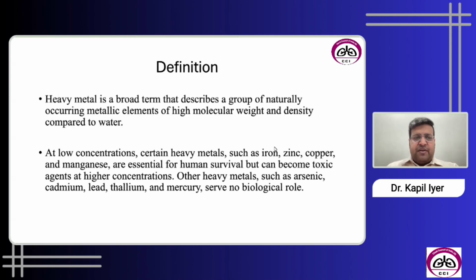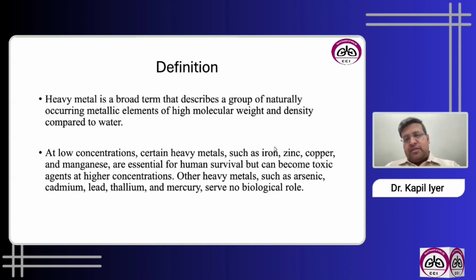Okay, so first, definition. Heavy metal is a very broad term, and if you see different sources, you will have different definitions. But we need to pay attention to the word "heavy". It is a group of naturally occurring metallic elements which have a high molecular weight. And how do you define high molecular weight? When you compare it with the molecular weight of water. All these elements which have a molecular weight more than that of water are what you define as heavy metals.